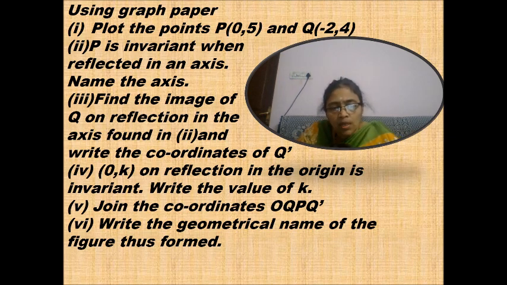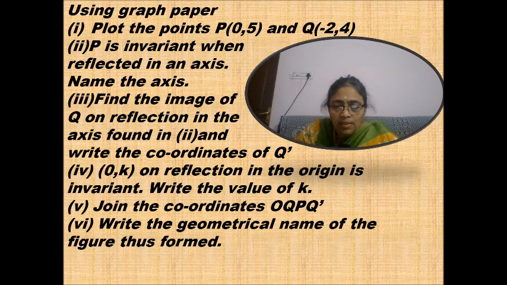Fourth, (0, K) on reflection in the origin is invariant. Write the value of K. Join the coordinates OQ, PQ'. Write the geometrical name of the figure thus formed. This is a question asked in the ICSE board examination for 4 marks.